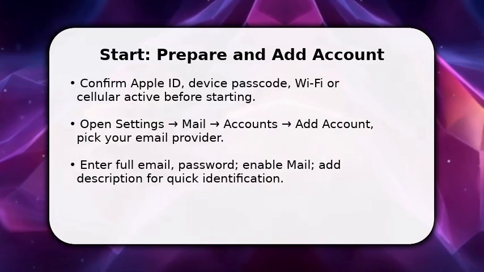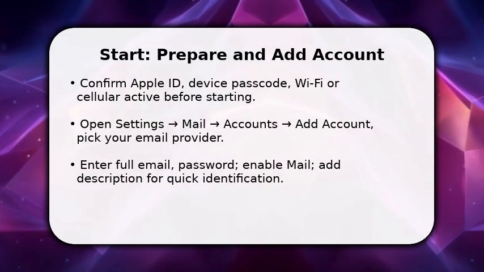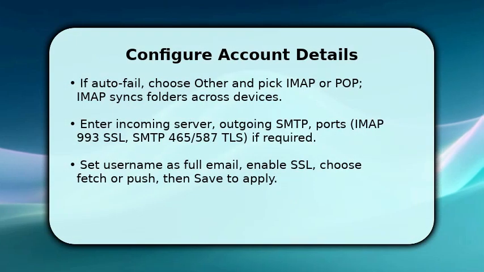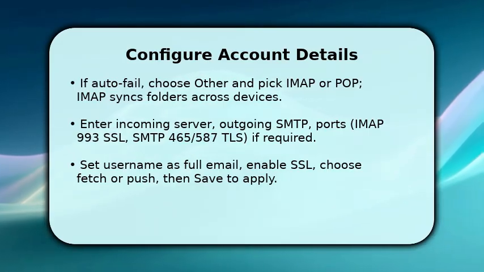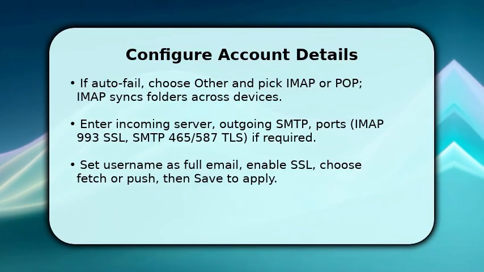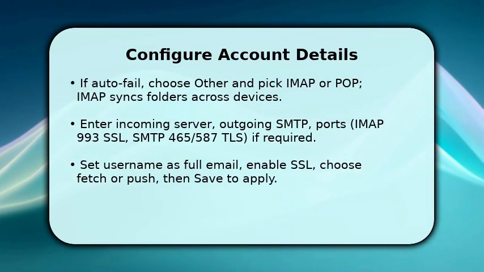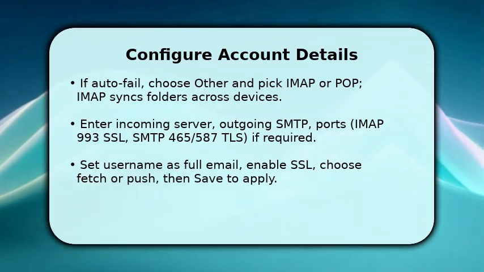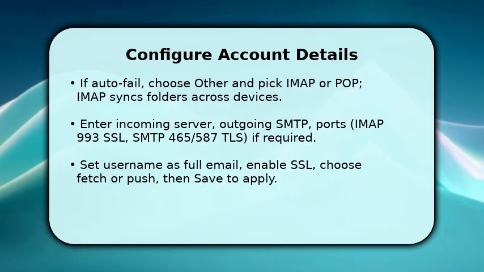If your provider isn't listed or auto detection fails, tap Other, add Mail Account, then pick IMAP versus POP. Use IMAP to keep mail synced across devices. Enter incoming server hostname, outgoing SMTP server, and correct ports. For example, IMAP 993 with SSL, SMTP 465 or 587 with TLS.